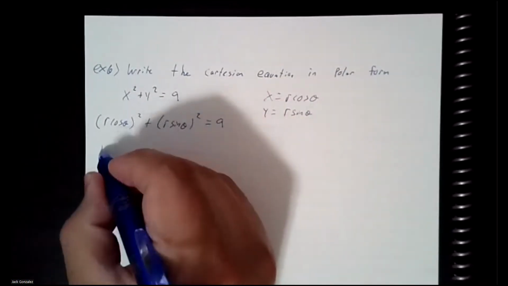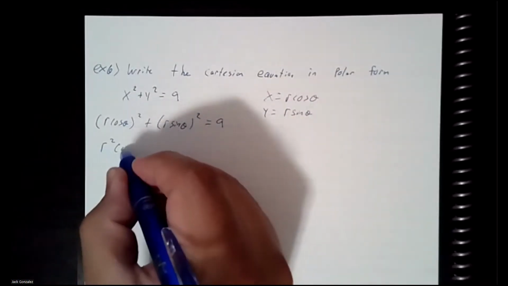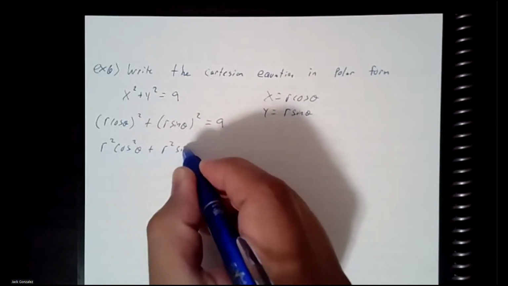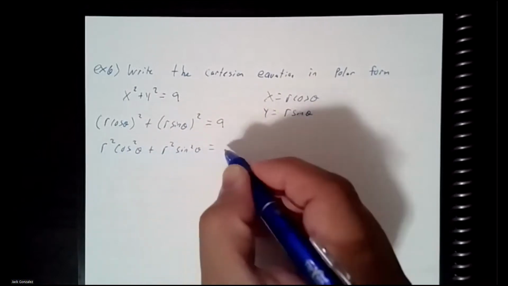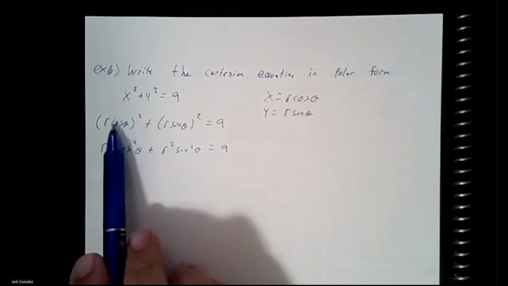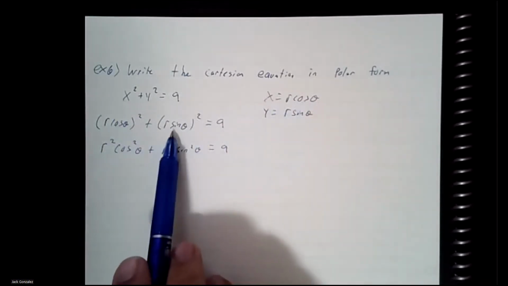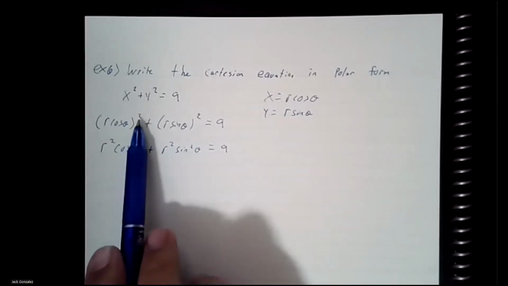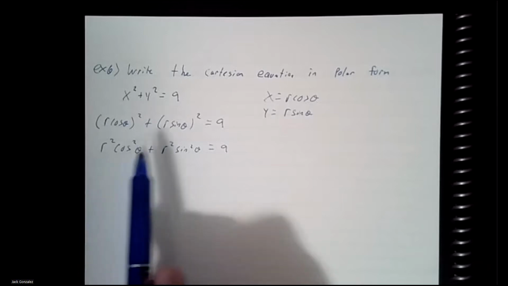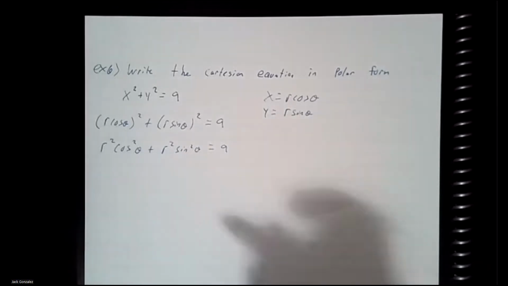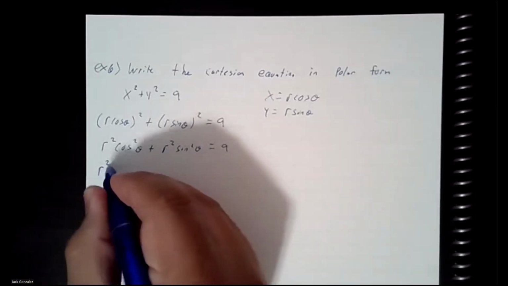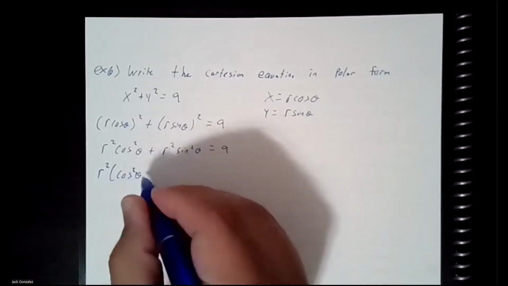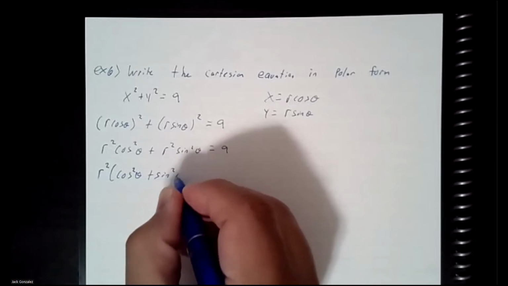So this would become r squared cosine squared plus r squared sine squared equal to 9. Here I substituted the x for r cosine and the y for r sine. Just substitute. Square both parts gives me r squared cosine squared, r squared sine squared. At this point, you can factor and use some identities to help us out. Identities finally coming in handy here.